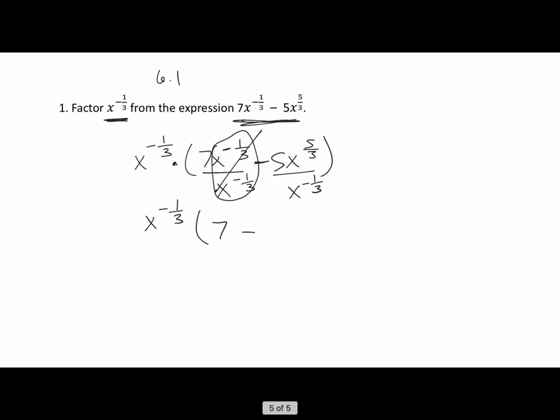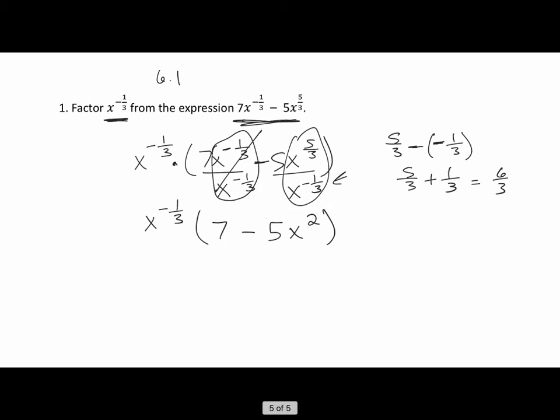Then the second term, 5 divided by 1 is 5. And if I divide the base x, I subtract the exponents. So 5/3 minus negative 1/3. Be careful if you're subtracting a negative, right? Because that then becomes plus. 5/3 plus 1/3 is 6/3, which simplifies to 2, which is nice, right? So I factored out x to the negative 1/3 by dividing it from each of those terms.